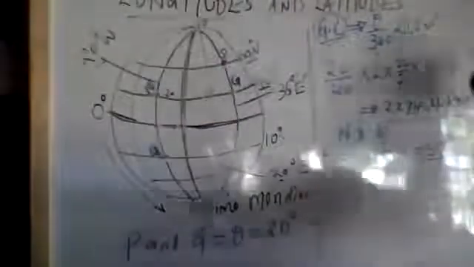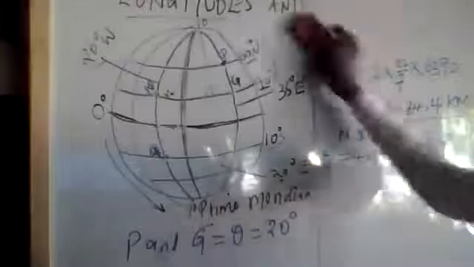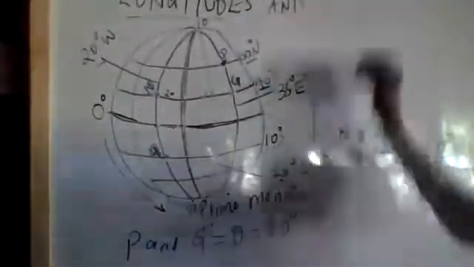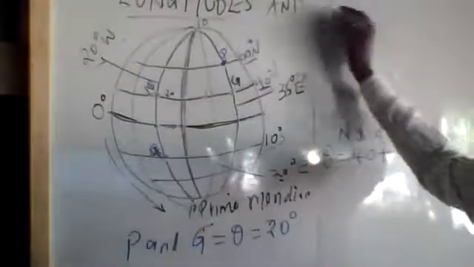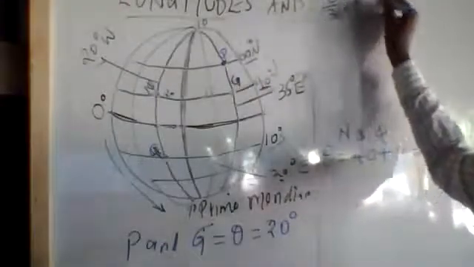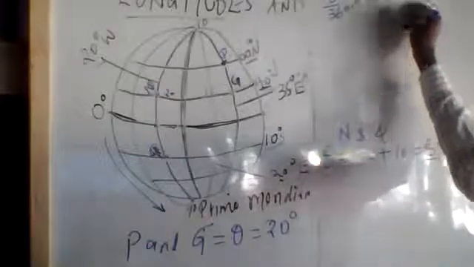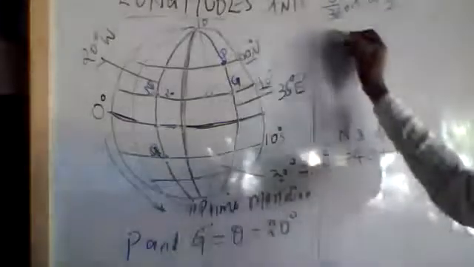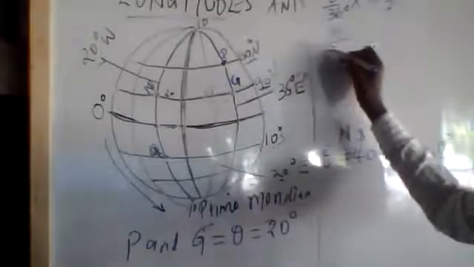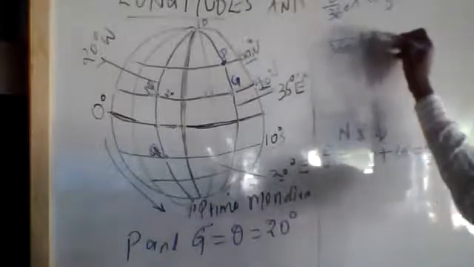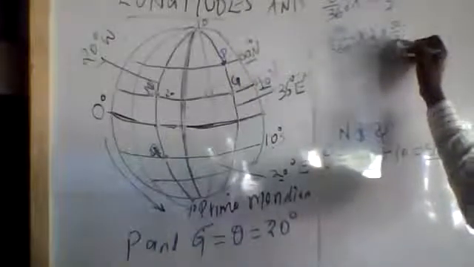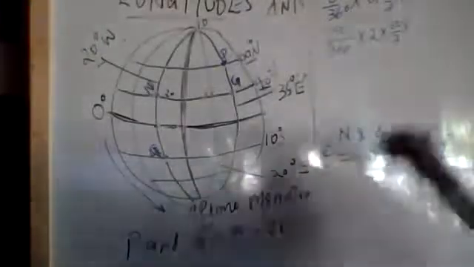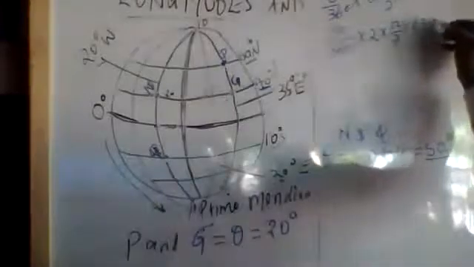Now, I want to use this particular space again. Now it's going to be theta over 360 times 2 times 22 over 7 times radius. That is going to be 50 all over 360 times 2 times 22 over 7 times the radius of the earth. Depends on what you are going to be given as the radius of the earth. It's going to be 6370.